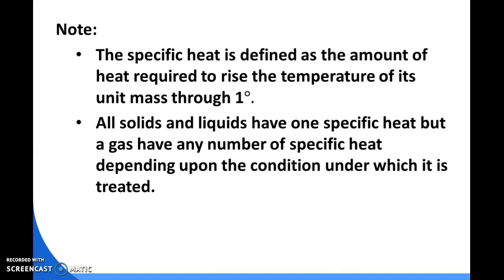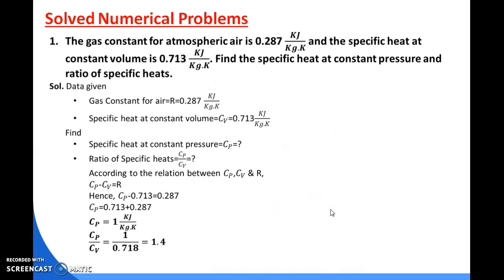through 1 degree centigrade. Second, all solids and liquids have one specific heat, but a gas can have any number of specific heats depending upon the condition under which it is treated. So it is a very important point we have to remember. Based on the above formulas and relations we developed, we can solve some numerical problems. In this slide, we shall solve two important numerical problems.